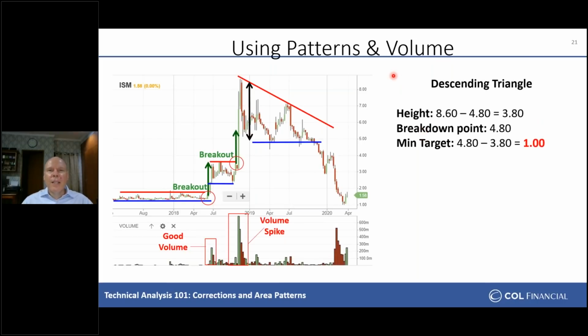Well, let's do our basic calculation again. So let's measure the height of the area pattern to the base of the area pattern. Height 860, low end 480. Size 3 pesos and 80 centavos. Where is the breakdown point? The breakdown point would be the break of this shelf. Also, you would notice I drew a trend line here, and you would clearly see where the breakdown condition is, right here below the trend line.